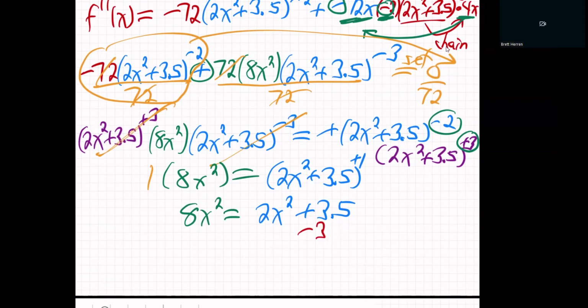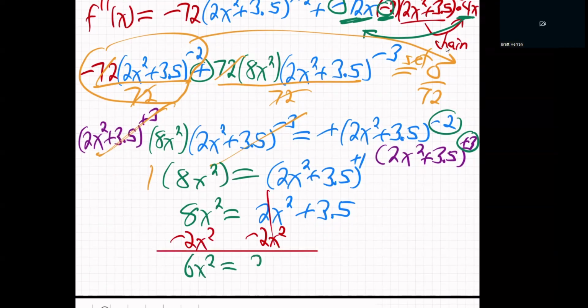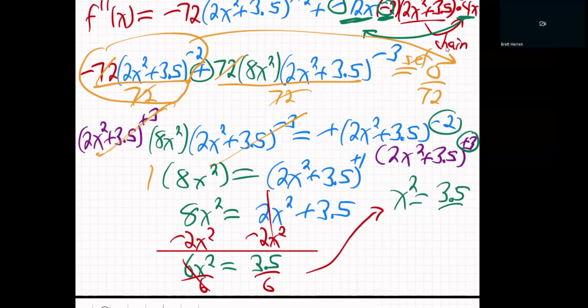Whoops, that's not the right thing. I'm talking and doing the wrong thing. Let's subtract 2x squared on both sides. Okay, boom. 6x squared is 3.5. All right, divided by 6. Boom. We get over here. We're basically done. X squared is 3.5 over 6.